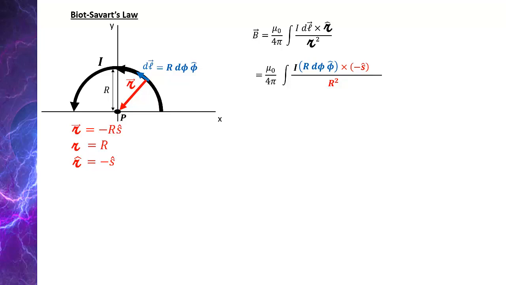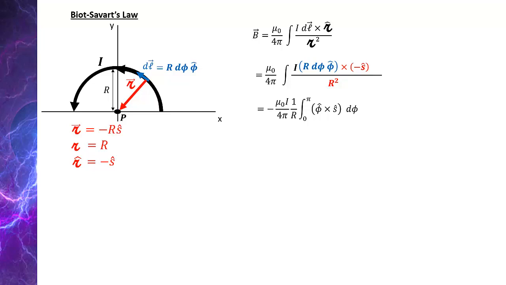So we can put that into our Biot-Savart's law. For 𝓇-hat, we put minus s-hat, and for 𝓇 squared, we put r squared. Virtually everything in here is actually a constant. The thing that we're integrating over is the phi direction. We can do some cancellations and pull some things out of the integral. There's a minus sign from the minus s-hat, so we're going to put that minus sign out front. So we get minus μ₀ I over 4π, there's a 1 over r, and then the integral from 0 to π of φ-hat cross s-hat dφ.